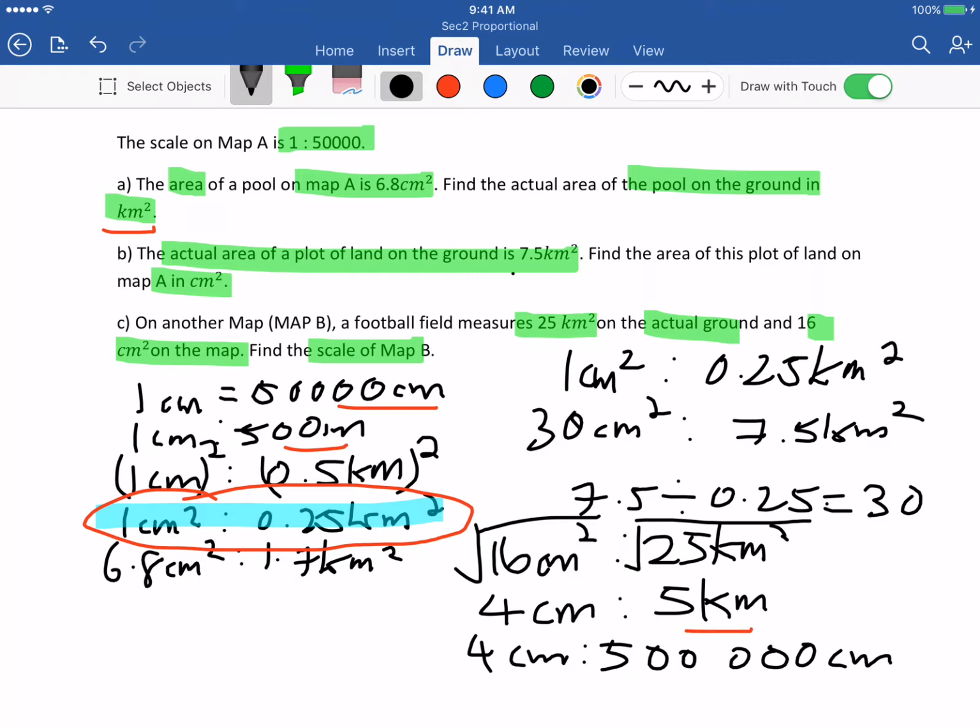The question wants a scale, so it must be 1 is to something. So change it to 1. So it will be 125,000 cm. That's the answer. So what's the scale? The scale will be 1 is to 125,000.